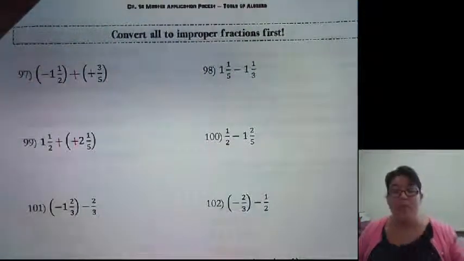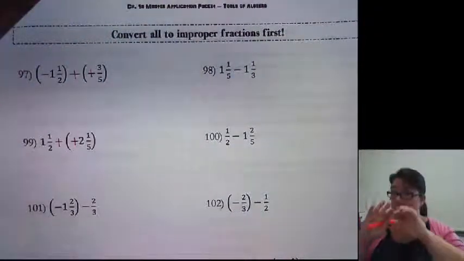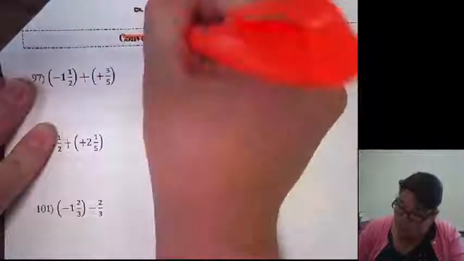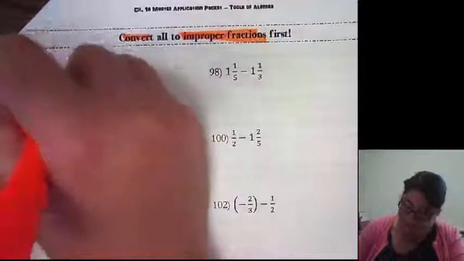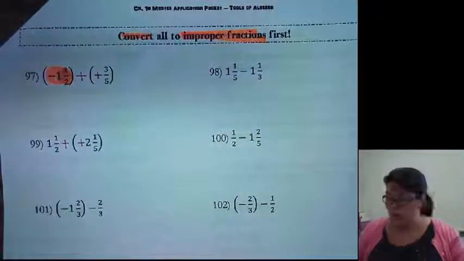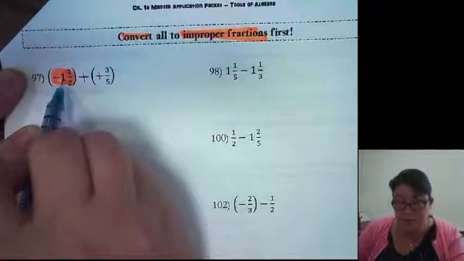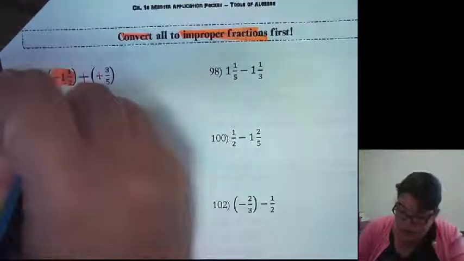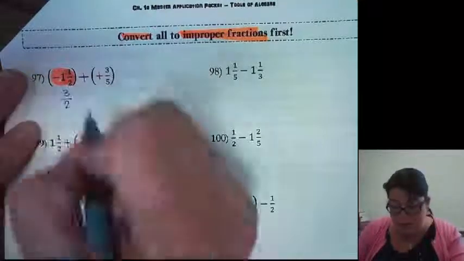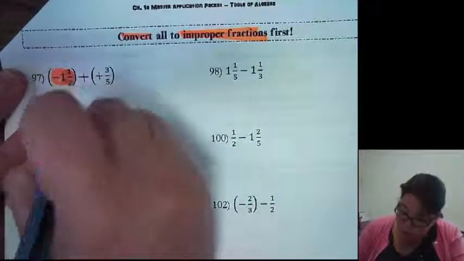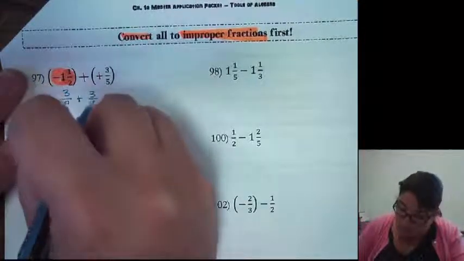Now remember, with fractions, the first thing you have to do before you can do anything is convert them to improper fractions. We don't want any mixed numbers like that. So let's go ahead and convert this. I'm going to do 2 times 1 is 2, plus 1 is 3. So now 3 is on the top, keep 2 in the denominator, and I'm going to keep my negative symbol. So negative 3 over 2 plus 3 over 5.